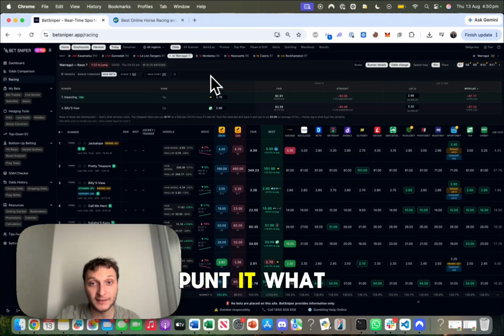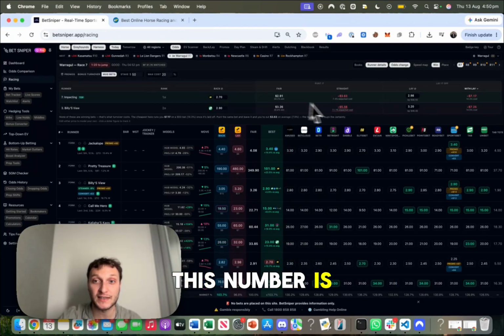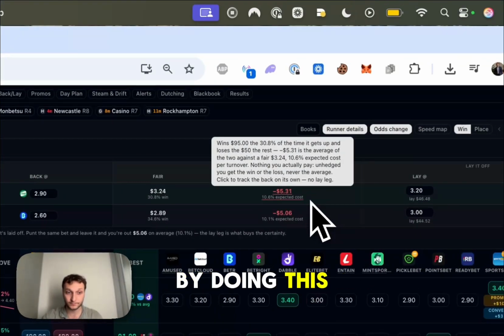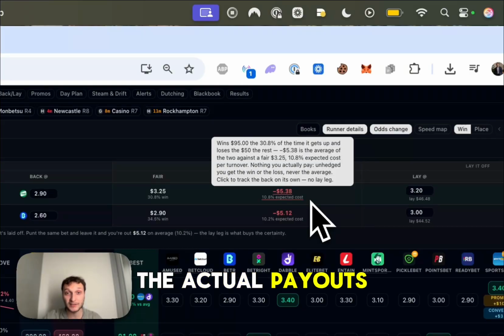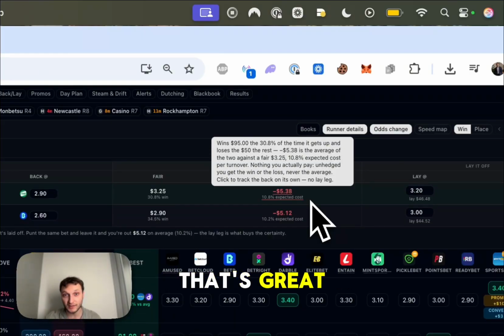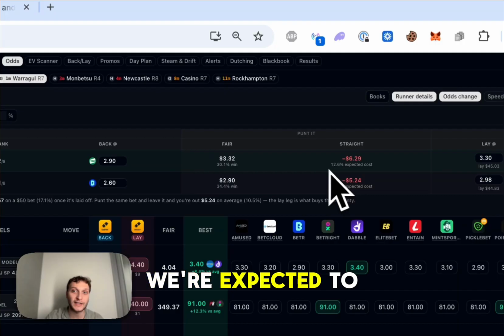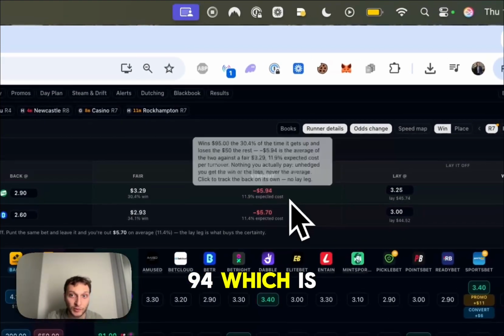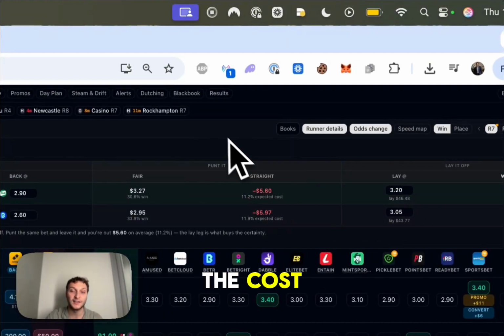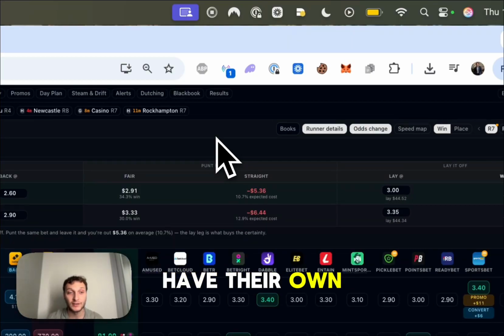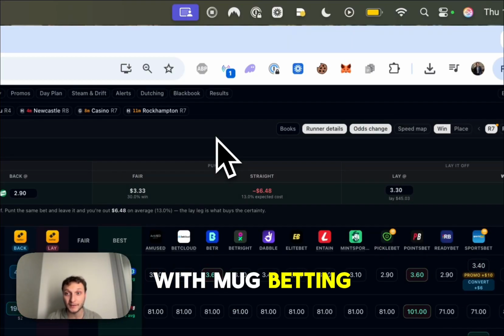So if we punt it, this number is the expected amount we're going to lose by doing this bet. The actual payouts are either we win the bet, and that's great, or we lose the bet. But over the long run, if we were to play this bet at these fair odds, at these bookie odds, we're expected to lose $5.94, which is about 12% of the cost. As we said earlier, that's probably quite expensive to do, but everyone will have their own preferences with mug betting.